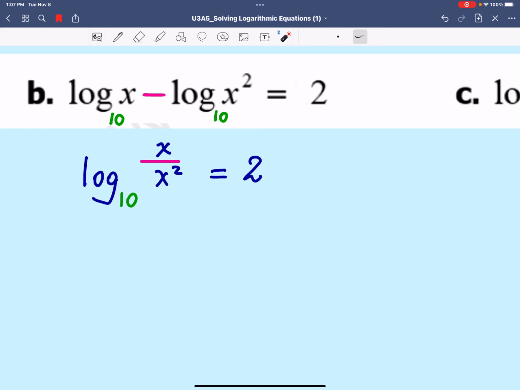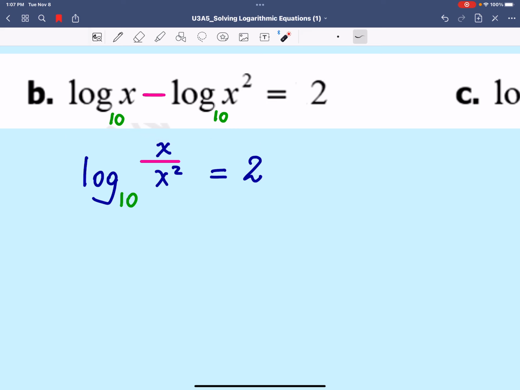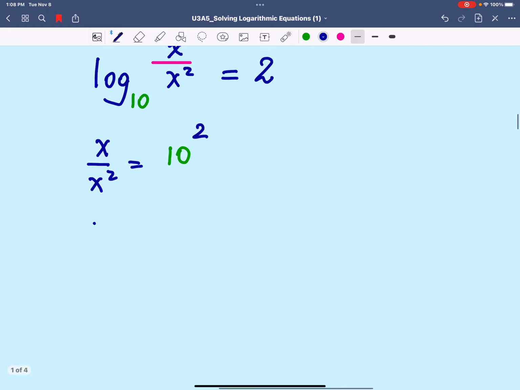As you can see here, we have a logarithmic statement. Log with base 10 of x over x squared equals 2. In order to solve for x, which is inside the log, we will have to convert this statement to exponential form. So in this case, we'll have x over x squared equals, the base would be 10, and the exponent will be 2. This is the base, this is the power, or as we say, the log. So what we have here is x over x squared equals 100.